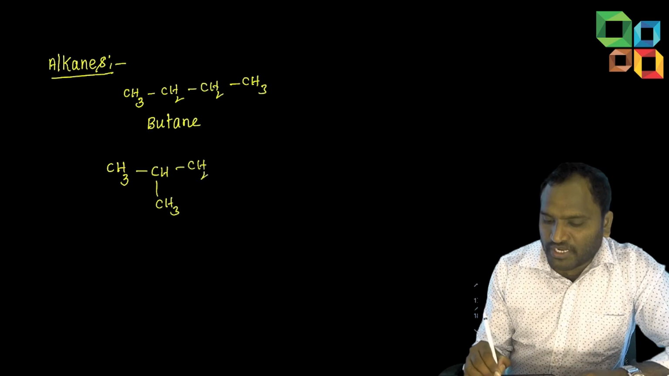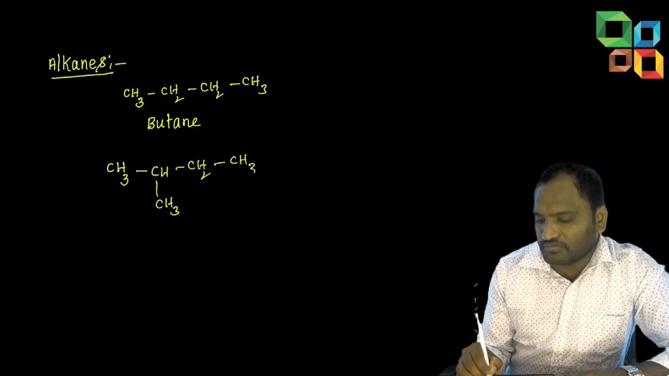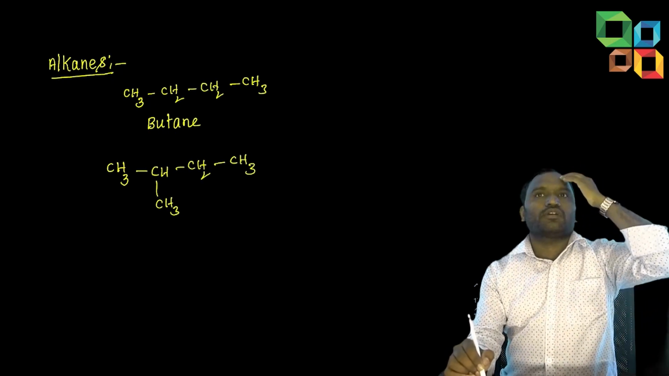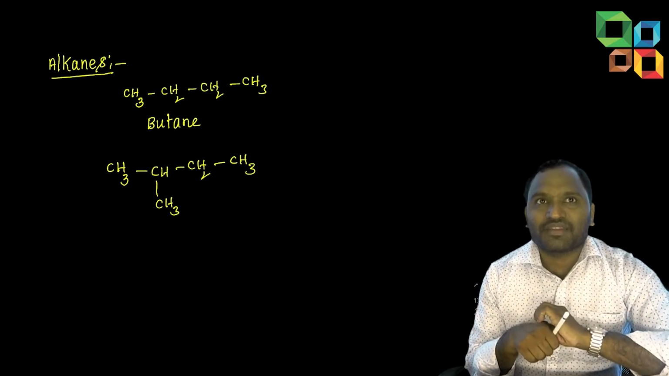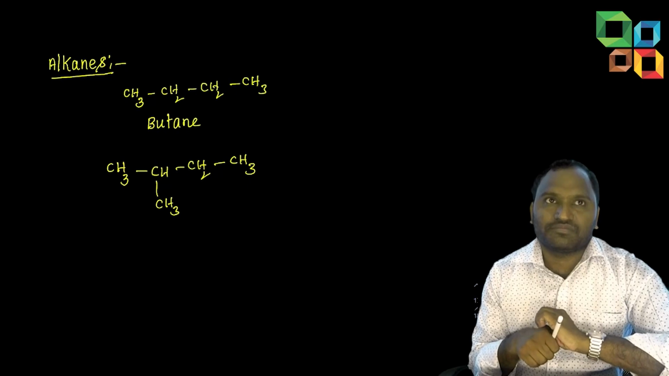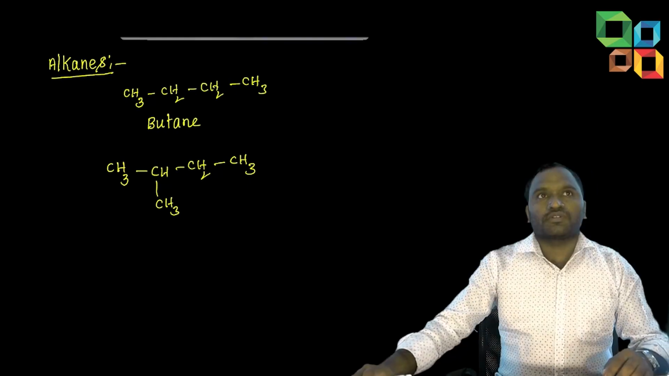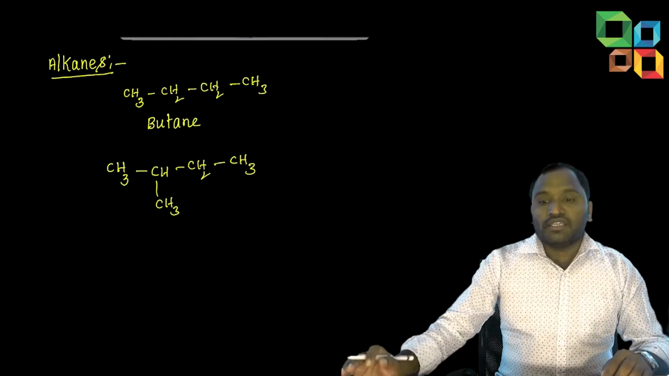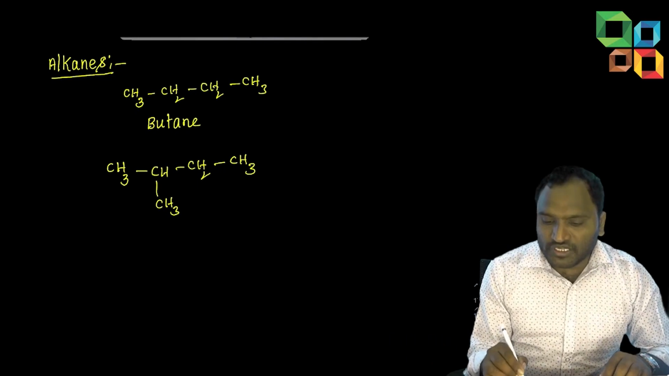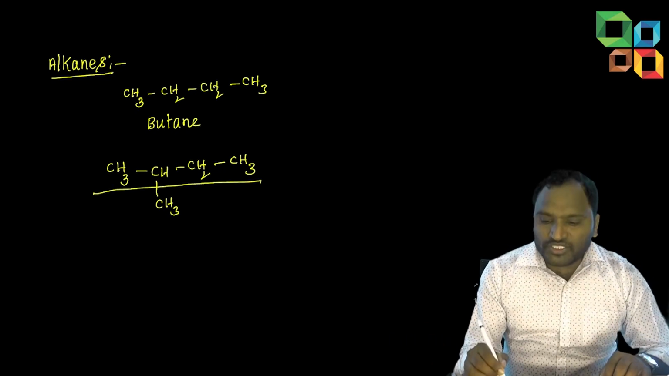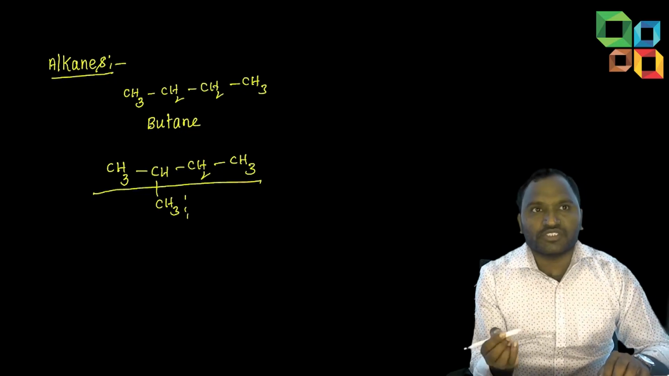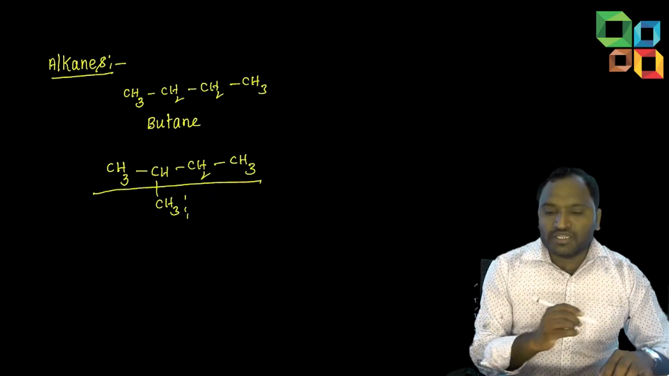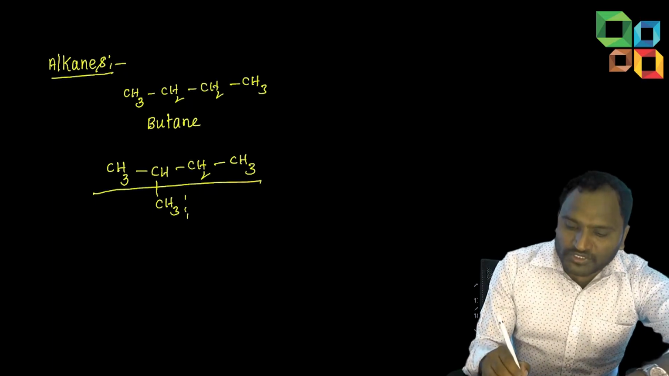So in case of branched chains, what to do? Isobutane. No, that is common name. IUPAC name is different. Here, see, students, this is the normal chain. For this one, substituent is there. One of the hydrogens replaced by methyl group. In this case, you have to give the numbers.